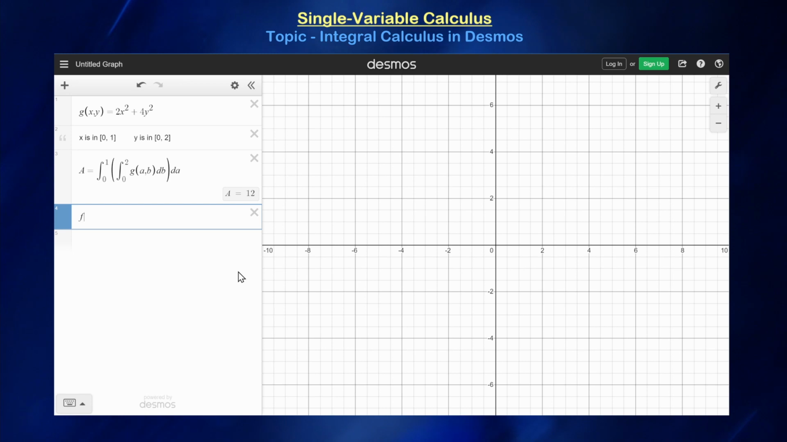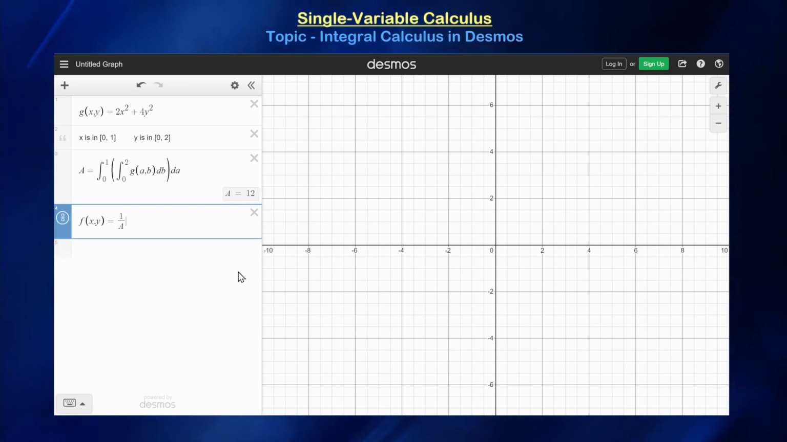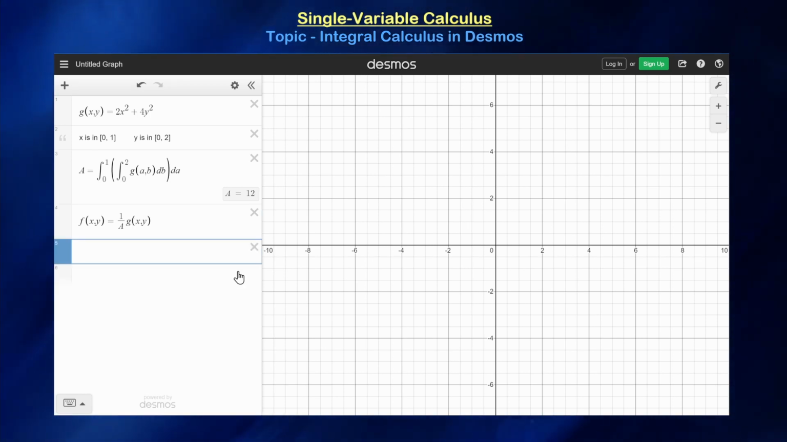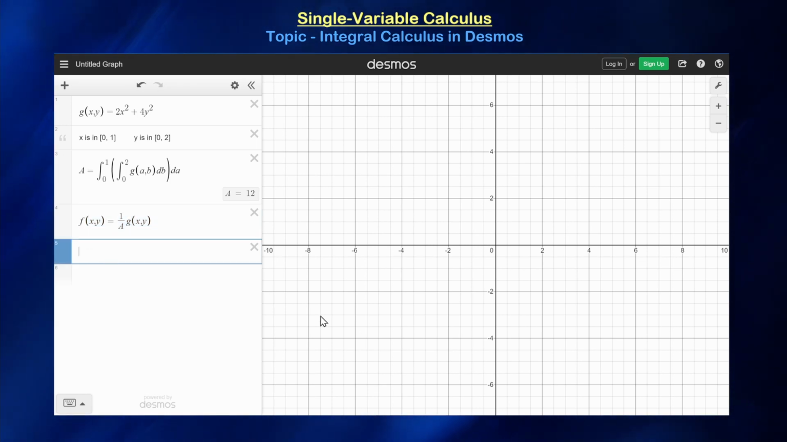So if I look at a new function, for example f(x,y), which is going to be equal to 1 over that area, and then I'm going to do, for example, g(x,y), and then I do the integral of this new function, then the volume under that surface ideally should be 1. So let's take a look at that and actually see if it is.